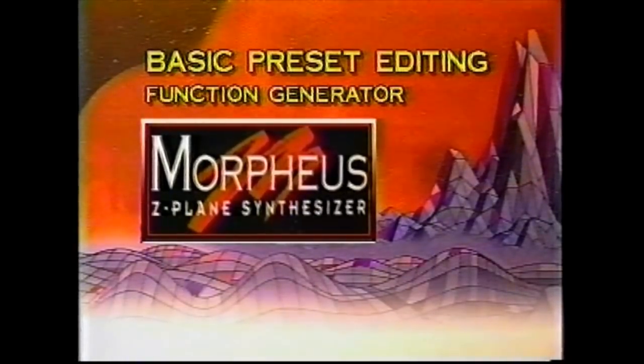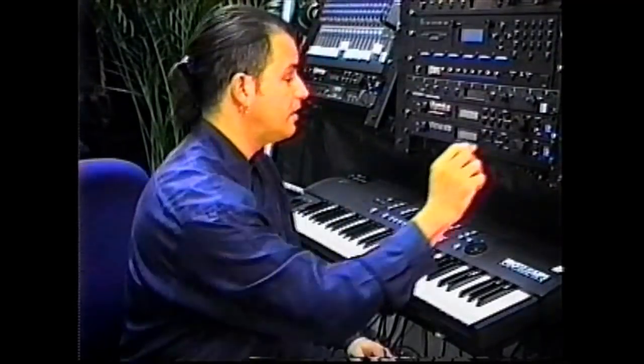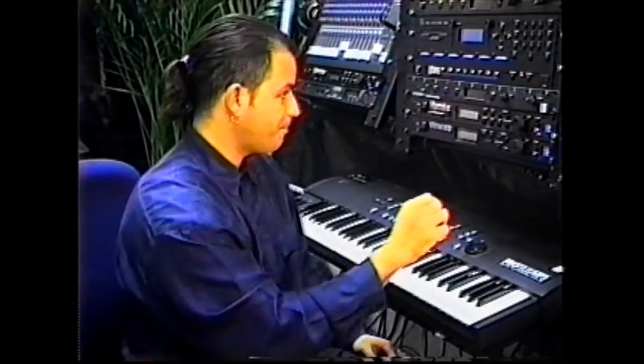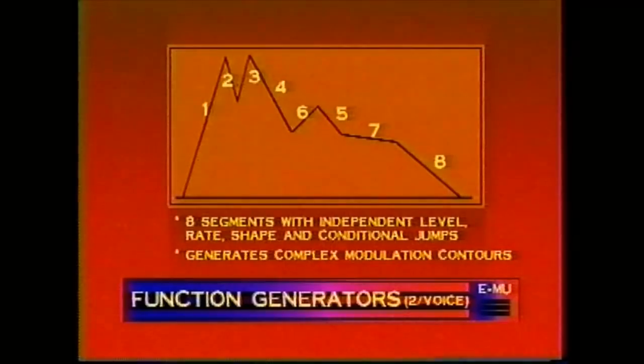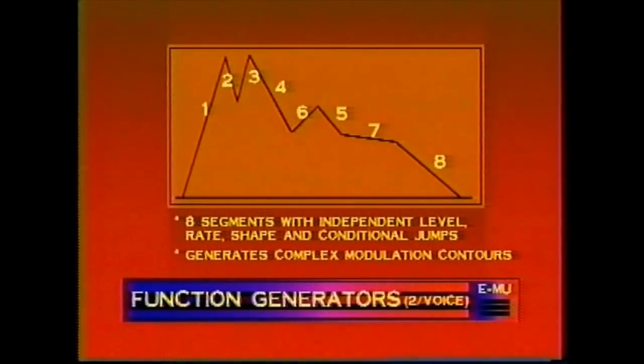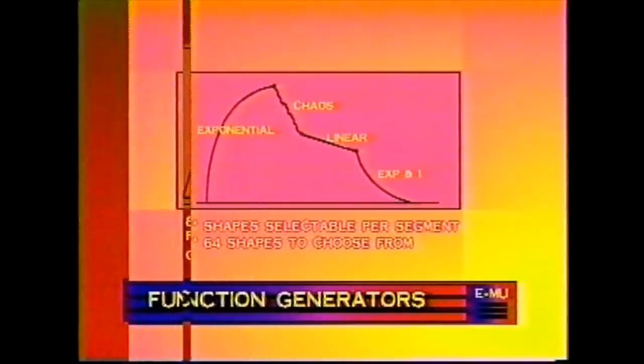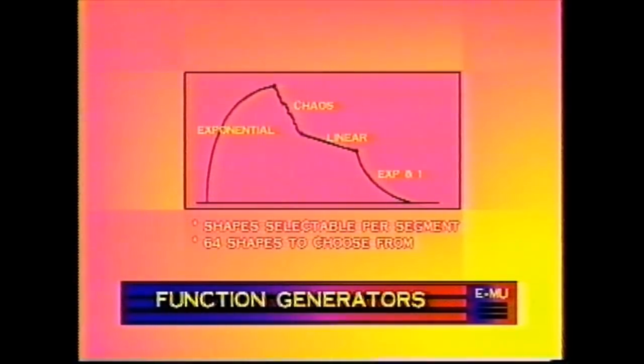Function generator is a possible source in the MIDI patch matrix. A function generator is basically an 8-segment rate and level envelope generator with some unique abilities. For example, each function generator segment can have its own shape. Now there's over 60 shapes to choose from, including linear, positive and negative exponential, random, or even chaos.